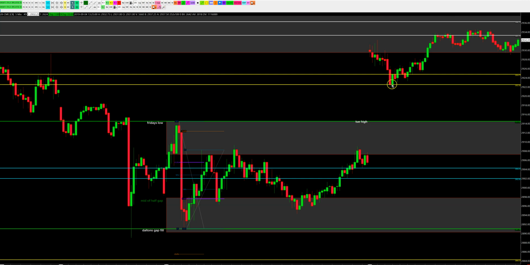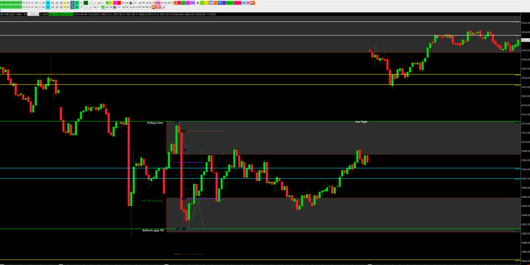I was long half size at 29, 22 and 3/4. I think I scaled most of it out at 29, 25 and 3/4 maybe, or 29, 26 and 1/4, something like that. And then I closed the rest of it right here at 29.32, 29.31.75. That was the only trade I had today. That was it. CL never set up, and I wasn't willing to short ES, and gratefully so.